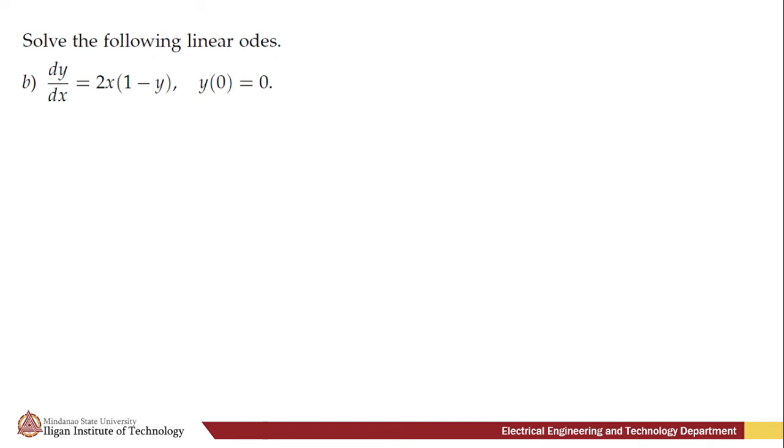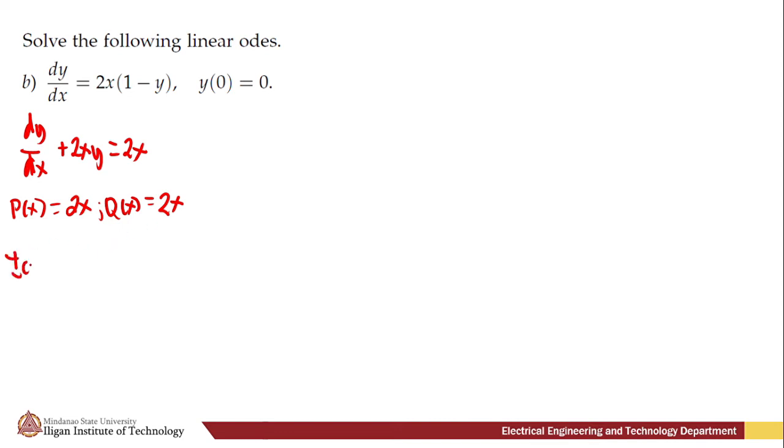So first, we are going to rearrange the equation so that it will be easy for us again to identify the value of p of x and q of x. So we have dy over dx plus 2xy equals 2x. So now the value of our p of x is 2x and the value of our q of x is also 2x. Now our integrating factor I of x will be e raised to integral of p of x dx.